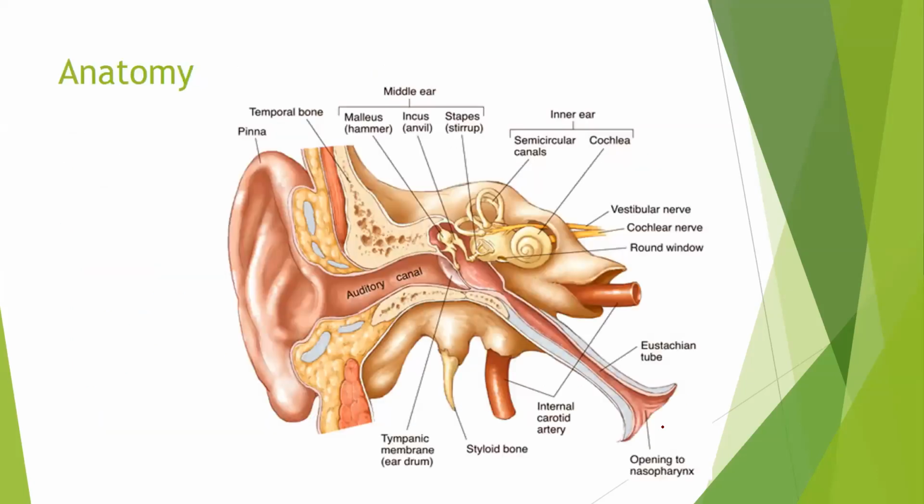So here's a little review of the anatomy of the ear. When we're talking about the external ear, you're talking about the pinna right here, and you've got your little tragus right there, the auditory canal, and then everything up into this tympanic membrane is considered the outer part of the ear. Then you go to the middle ear.